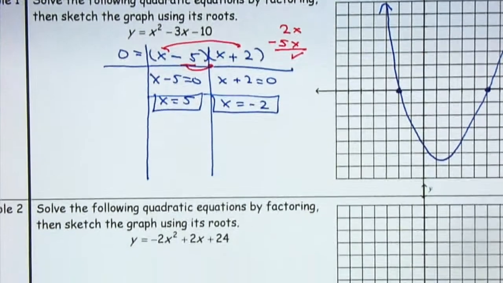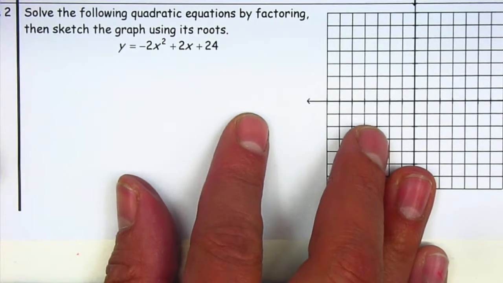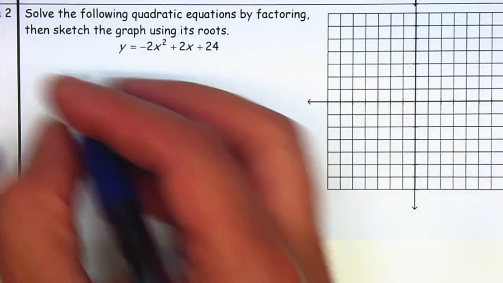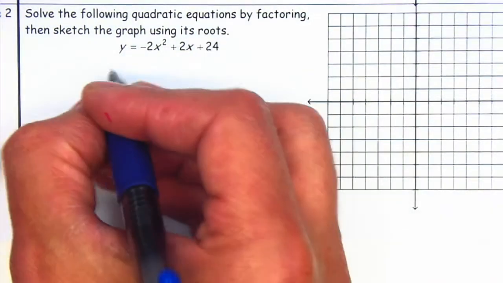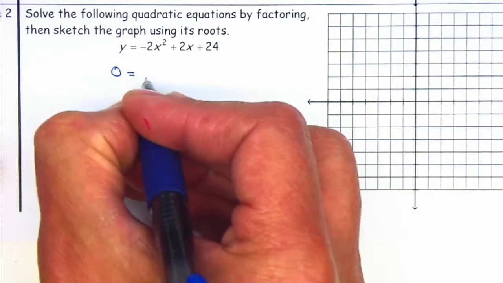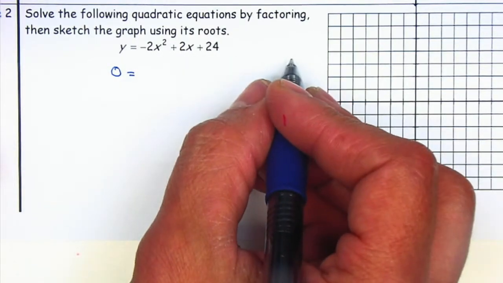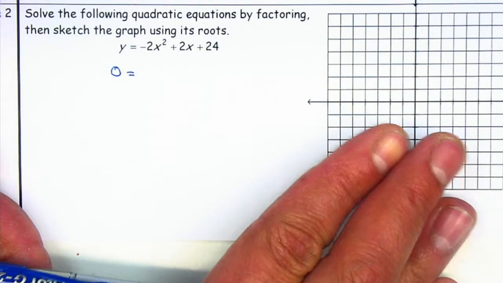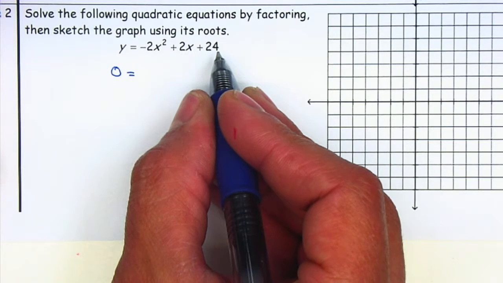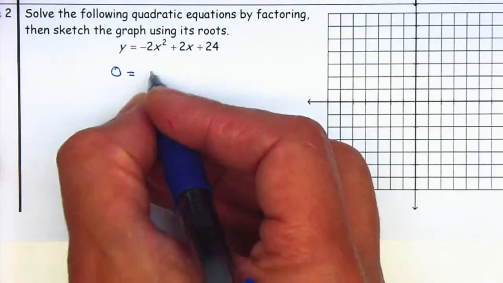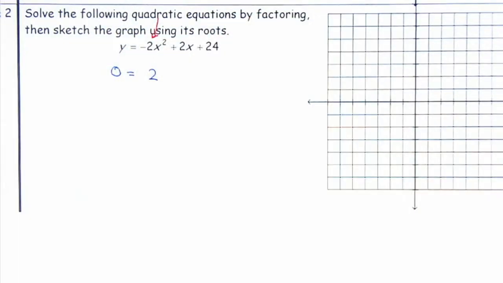Example number 2. I need to solve the following quadratic equation by factoring, and then I'm going to sketch the graph. First, to find the roots or the x-intercepts, I'm going to let y equal 0. Now, many of you are tempted to do the double parenthesis to factor. You want to take a pause and ask, is there a number that divides 2, 2, and 24? Yes, 2. Since the x squared term is negative, you want to factor out a negative 2.